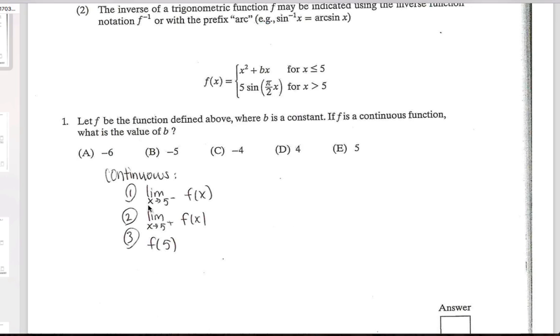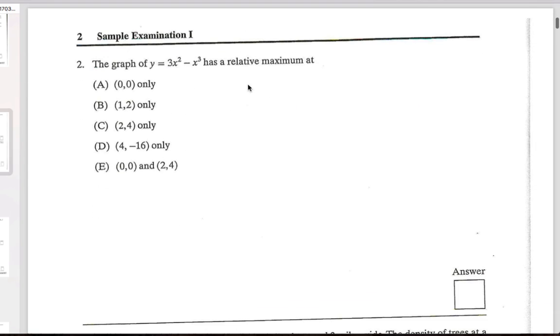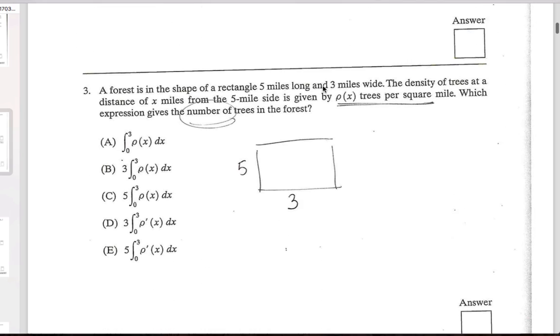Okay, so this first question asked you about continuity. And so continuous, hopefully you're thinking to yourself, three things: the limit from the left equals the limit from the right, which equals the function value at that point. Here our piecewise function changes definition at 5, so that's where we need to make sure that we have continuity. So you would set the limit from the left equal to the limit from the right equal to f of 5, but f of 5 is the same thing as the limit from the left in this case, and you should find the value of b. We've done so many relative maxes and relative mins. Hopefully you got that one.